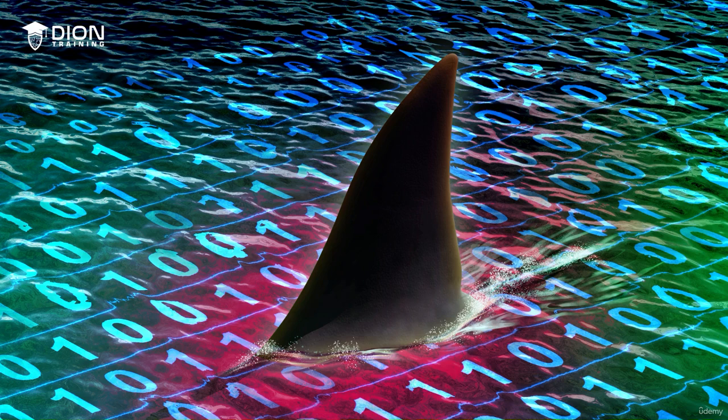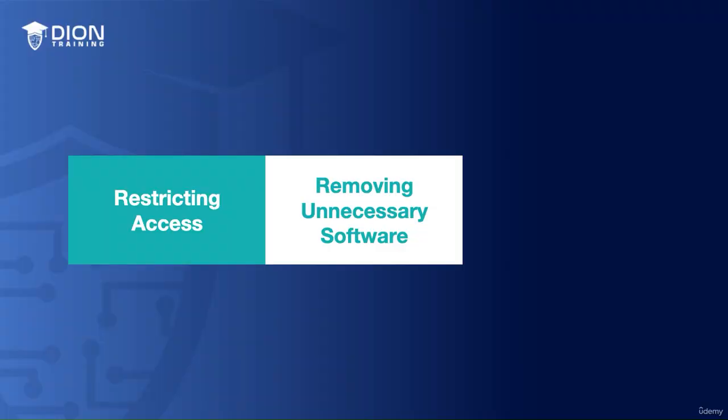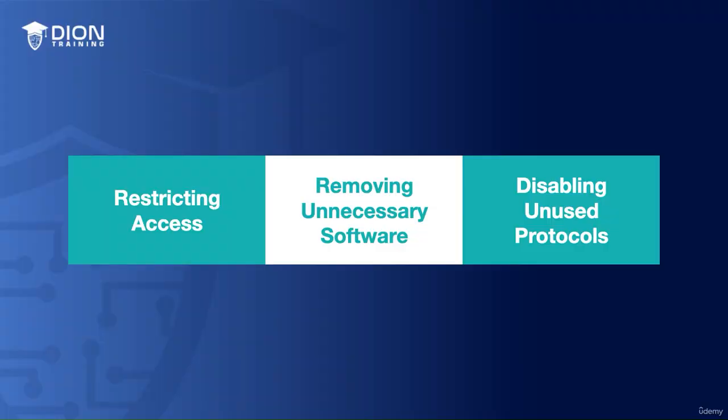Now, when it comes to the attack surface, you can consider the whole network at once, but it's often easier to break down the network into smaller parts for analysis. Then each of these attack surfaces can be minimized by restricting access, removing unnecessary software, and disabling unused protocols on the portion of the network to significantly increase the security posture of your networks.